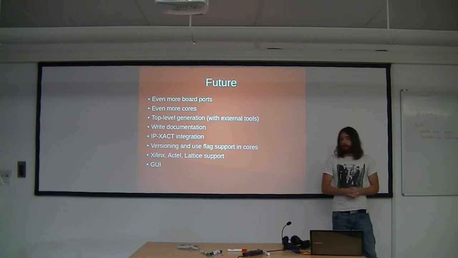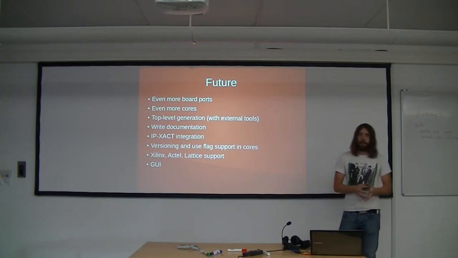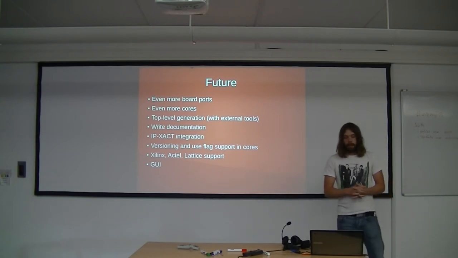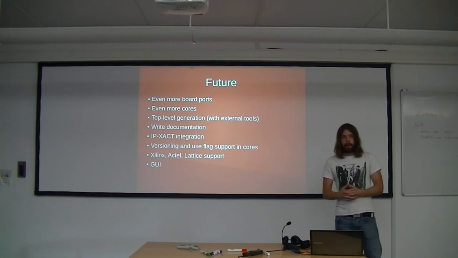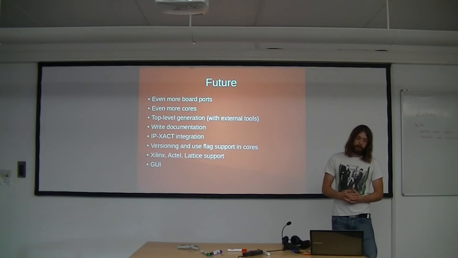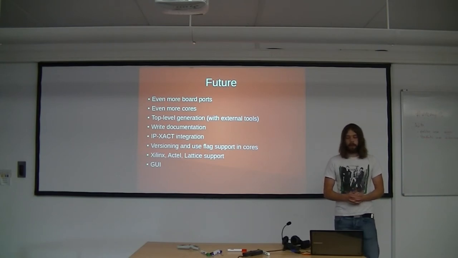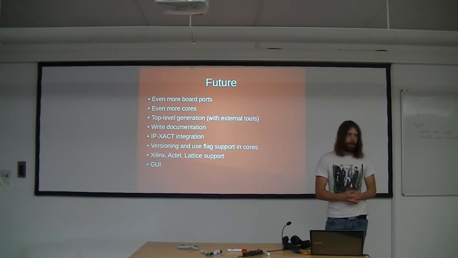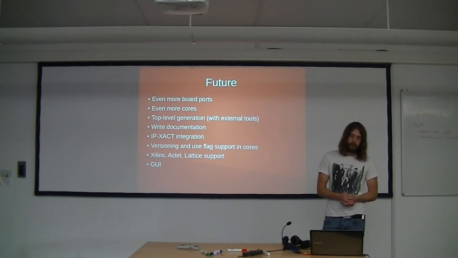We want to add versioning and use flag supporting cores. And what does that mean? Versioning means that we can say that we need MOR1KX version 1.1 or above to make this work. And if we don't have that, it will fail. That way we can have several versions of a core at the same time.